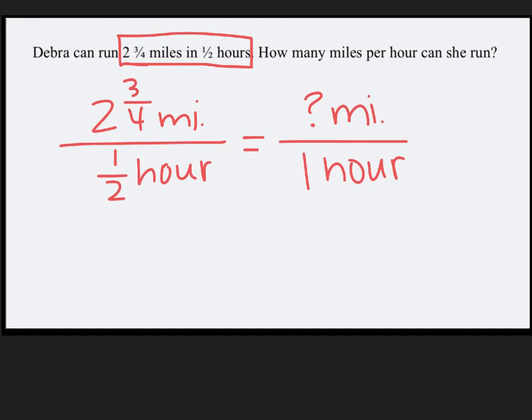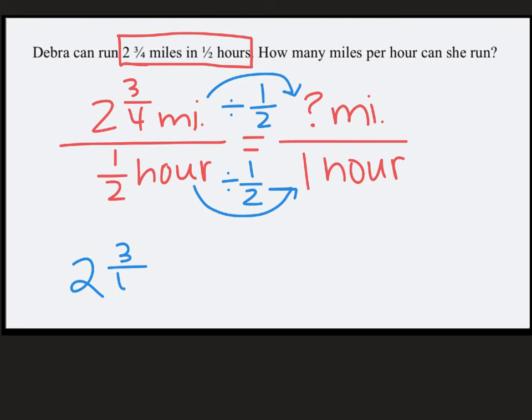Multiple ways to solve a proportion. You can cross multiply then divide, or I can clearly see that if I take 1/2 and divide by 1/2, I'll get 1, and then whatever I do on the bottom, I can do the same thing on the top. So off to the side, I'm going to do 2 3/4 divided by 1/2. You do have access to a calculator, so if you would like to plug this in, that's totally fine. You would do 2.75 divided by 0.5.